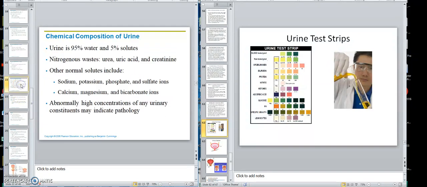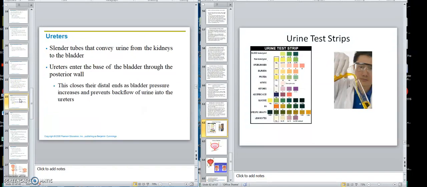So that kind of gives you an idea on the urine aspect. All right? We'll close here because next we'll go to the ureters and then on to the bladder.